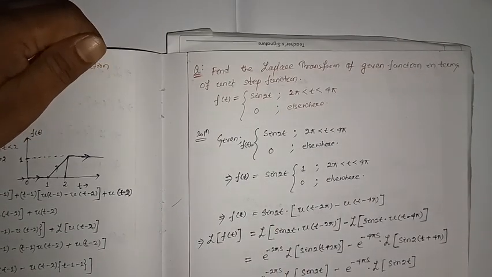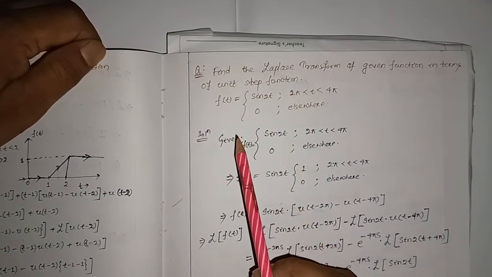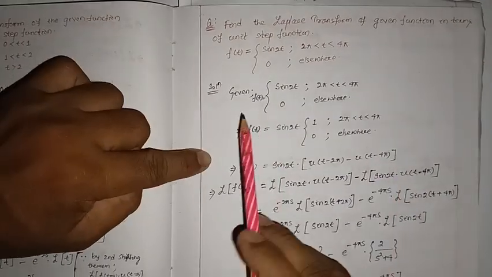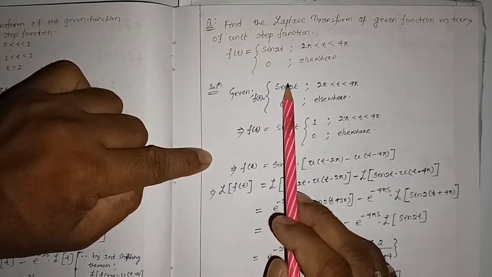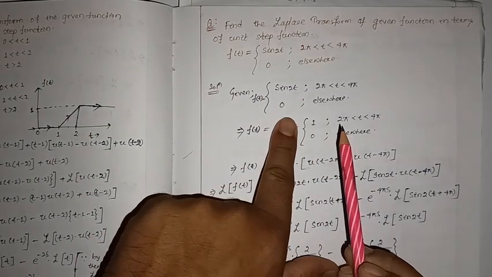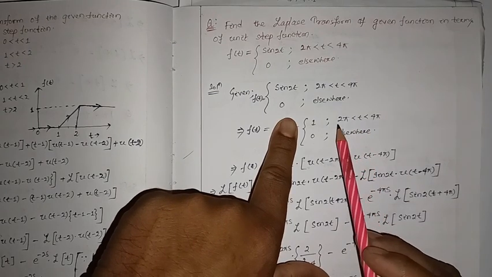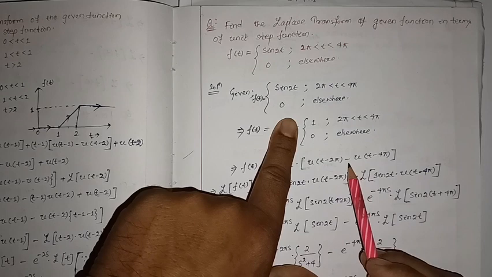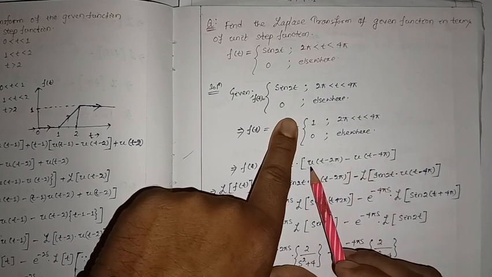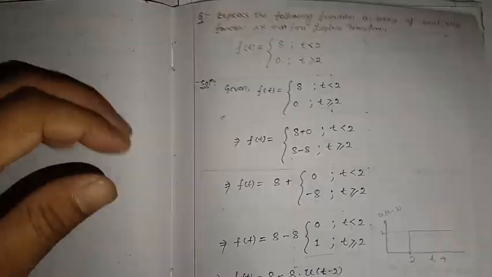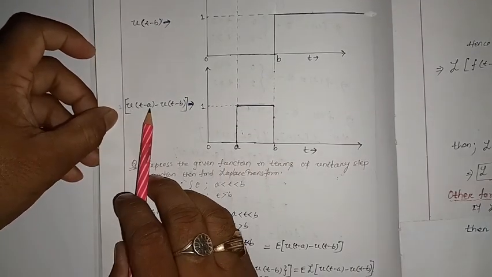So our first objective is to represent the given function using unit step functions. Then we are going to take the Laplace transform and solve. The given function is this one. If I take sine 2t common from these two terms, then this will be 1 and this will be 0. So just think that sine 2t is not there. This is nothing but a unit step function which exists in between 2 pi and 4 pi, and can be represented by u(t minus 2 pi) minus u(t minus 4 pi). Just as we discussed, if the function exists in between a and b, then it will be represented by u(t minus a) minus u(t minus b).